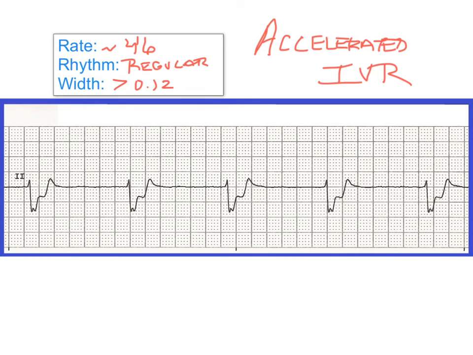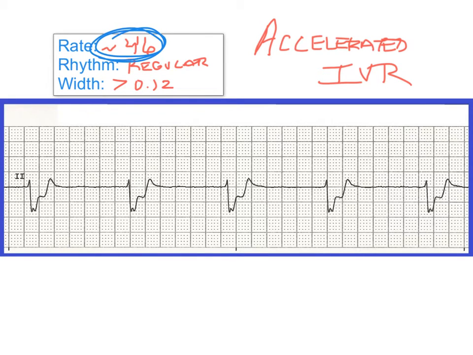Here's an accelerated IVR. Please remember, looking at the rate, it is approximately 46. That's above our 20 to 40 that we're looking for normally. So it's accelerated in nature. You're going to hear some people talk about it that it's still IVR in the big scheme of things, but technically idioventricular should be less than 40. Width is greater than 0.12. We already talked about that. There's no P waves, there's no QRS. You've got regularity going on. So there's a lot of things going on here.